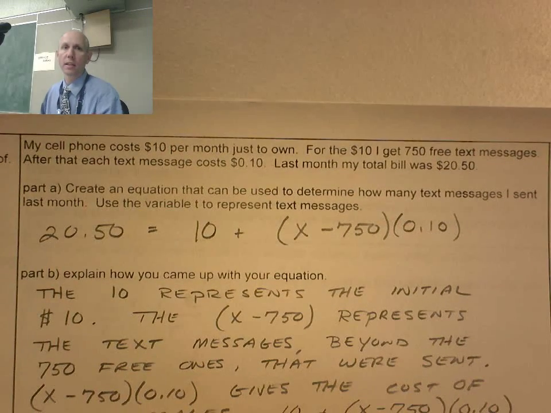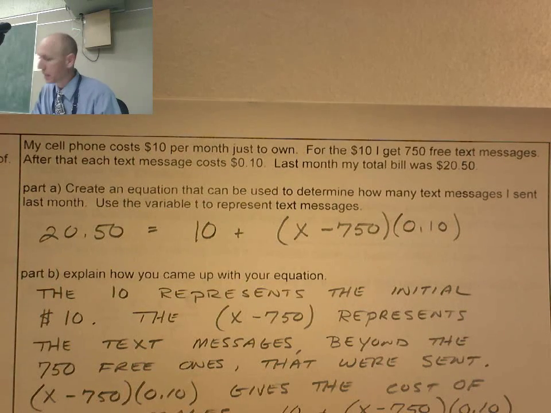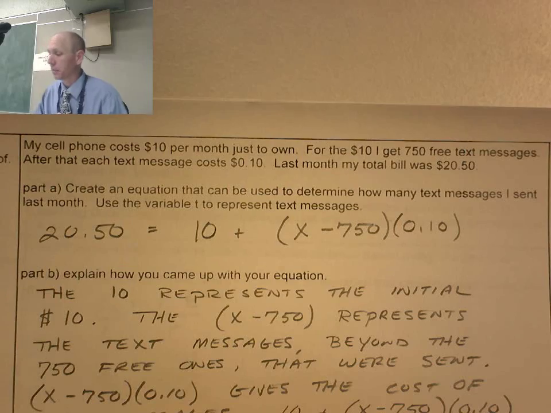My cell phone costs $10 per month just to own. For the $10, I get 750 free text messages. After that, each text message costs 10 cents. Last month, my total bill was $20.50. Part A, create an equation that can be used to determine how many text messages I sent.